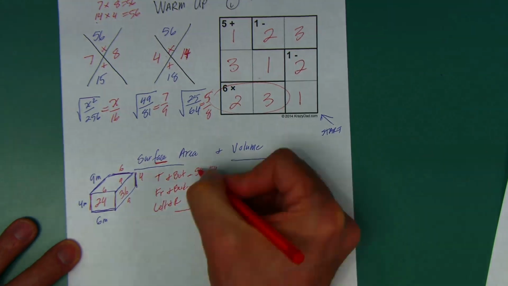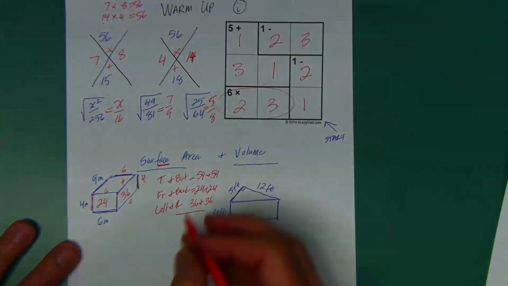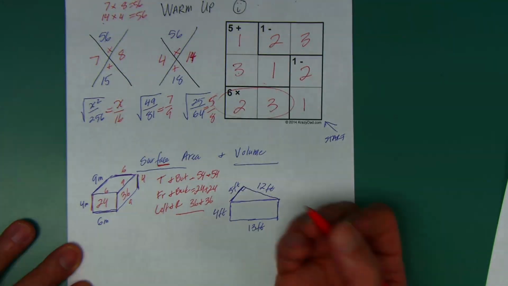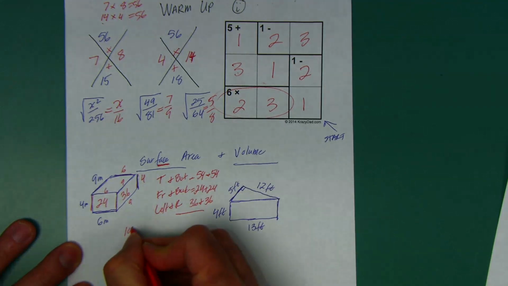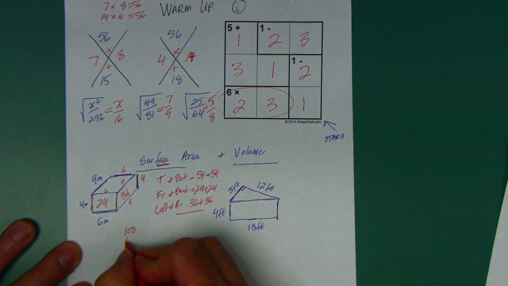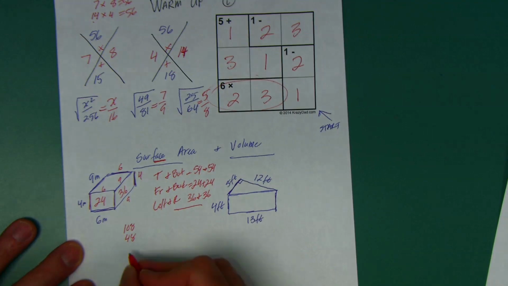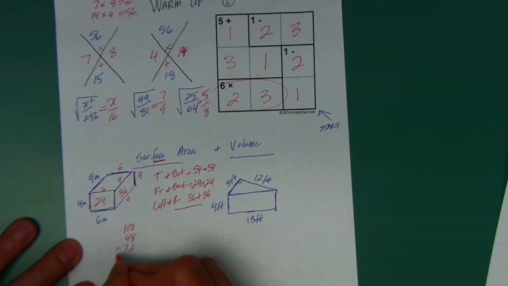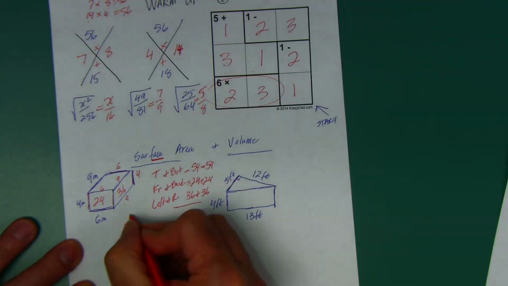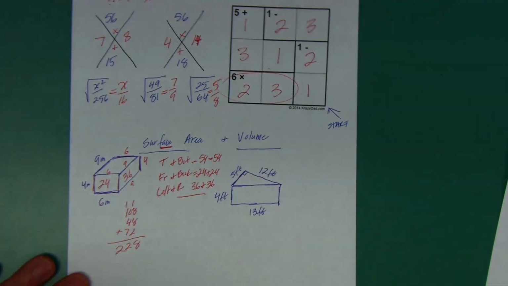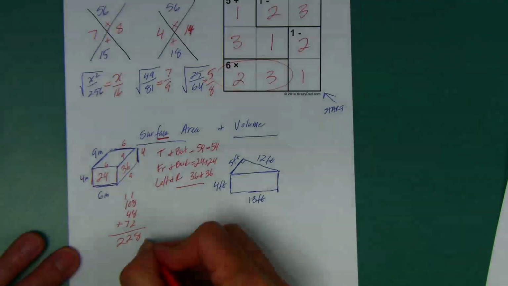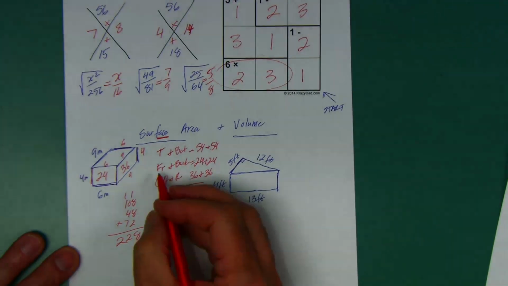Okay, now you can add one group, right? The top plus the front plus the left, then double it, or double them both, right? 54 and 54 is 108. 24 and 24 is 48. 36 and 36 is 72. Okay? And when you add, you get 228. And that's going to be square meters, right?